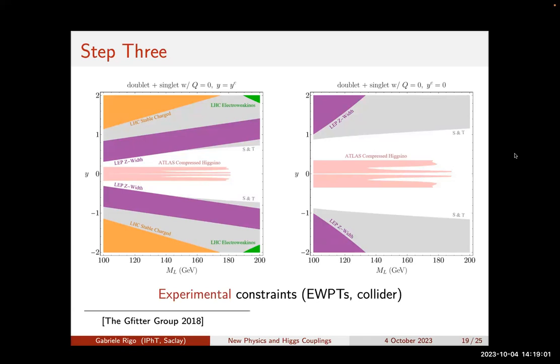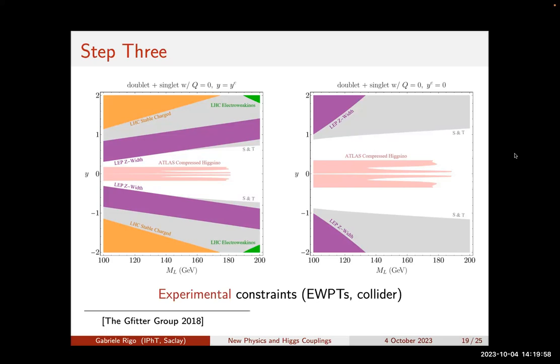The direct searches come from various things. One is the LEP Z width, which is just a constraint on your fermions not being lighter than half the Z mass. Then you have a search for stable charged particles at the LHC, and those become a problem if the lightest state in your theory is charged. That can happen when you have a specific relationship between the masses and the Yukawas of the theory, and then you are strongly constrained in that case. And also here in the middle, there was a compressed search at ATLAS that was relevant. The curve had a weird shape, which is why this region looks kind of weird.